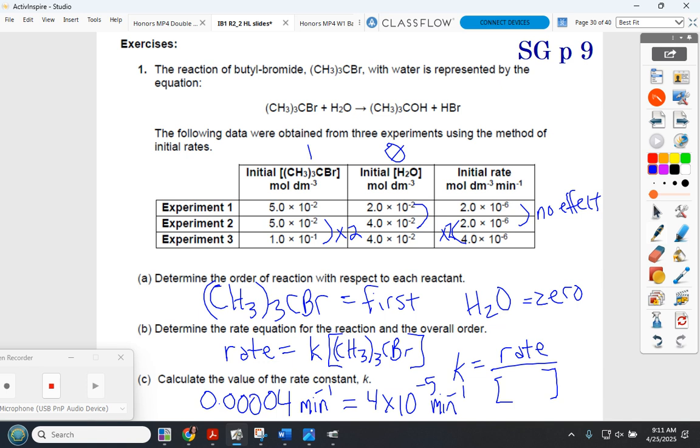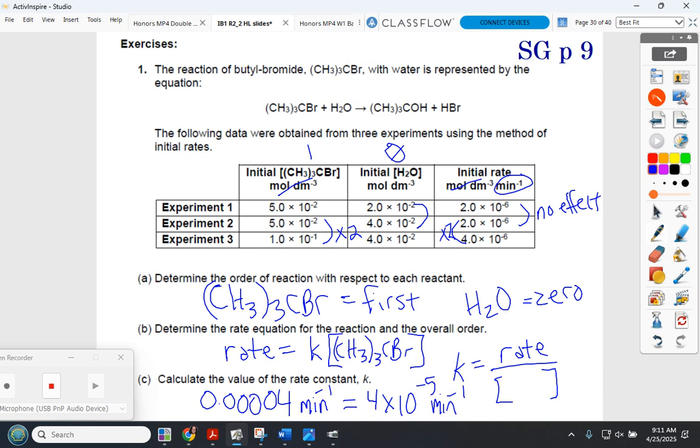So we know that it's per minute because the units of the rate are moles per decimeter cubed per minute, and the units for concentration are moles per decimeter cubed. So these two cancel each other out, and we end up with this on top as our unit. We're going to talk later about the pattern of units for K under different situations.